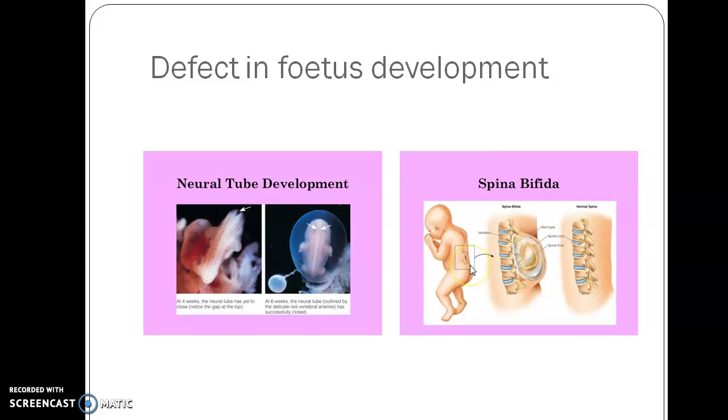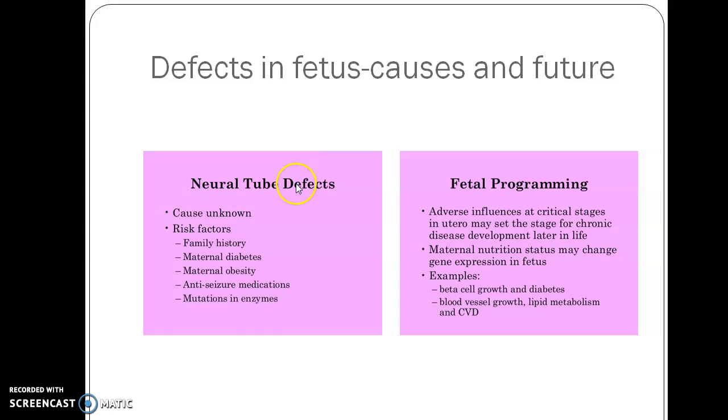If there is no sufficient supply of folic acid and other vitamins, the child can develop a condition called spina bifida. The neural tube does not close properly and it will bulge out, and it will cause severe developmental abnormalities in the baby. The causes of neural tube defects are unknown.